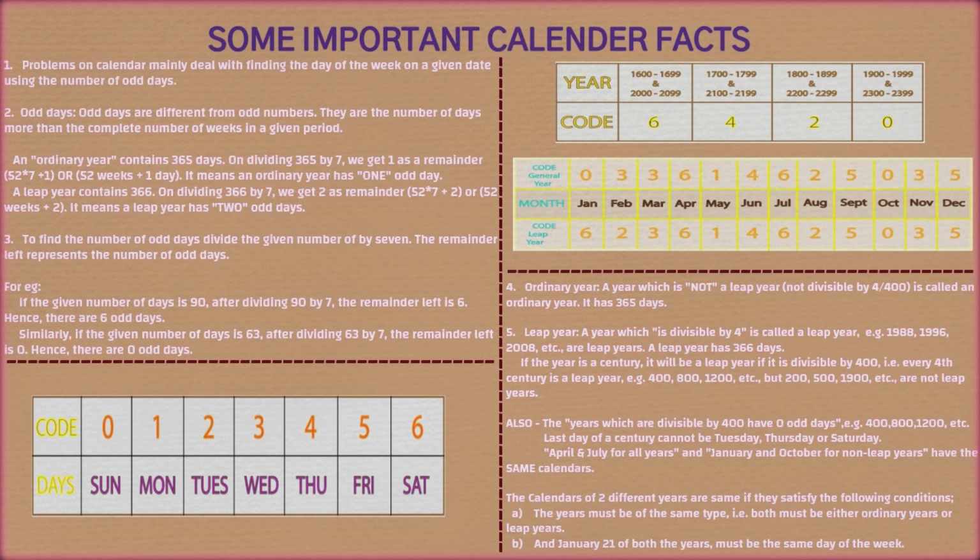Similarly, the years falling in 1700 and 2100 range will have the code 4, 1800 and 2200 years will have code 2, and 1900 and 2300 years will have the code 0. And finally, the month codes are allotted from January to December as 033 614 625 035.